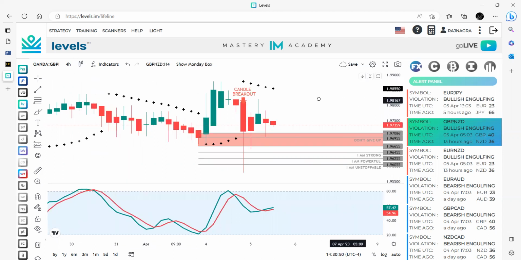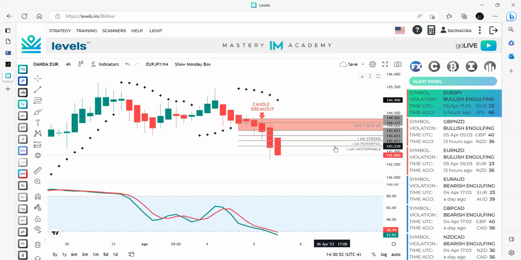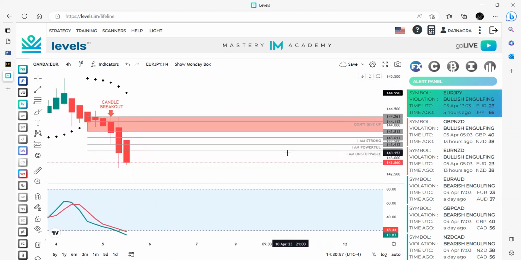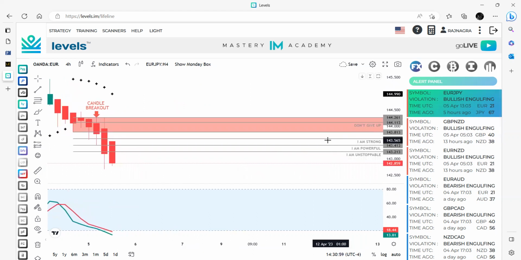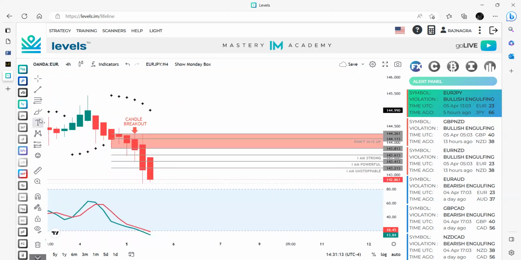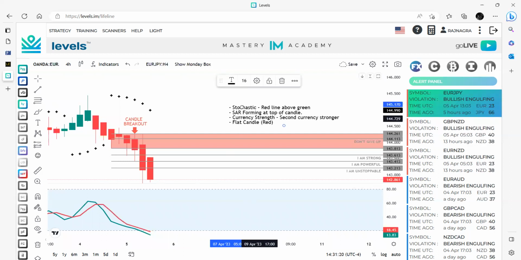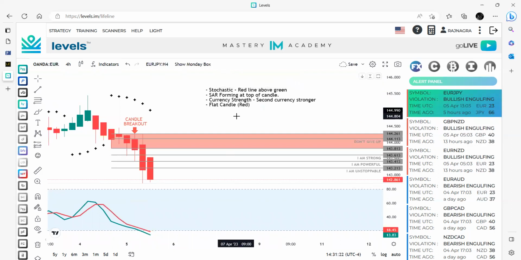So that is that. Now we're going to actually start the analysis of how to take a trade on levels. So let's look at Euro JPY. For this example, we can already see that it's hit all three TPs, but for example's sake, I'm going to put up the 4 steps, and we're just going to analyze and see whether we can take this trade or not. And these are the steps.